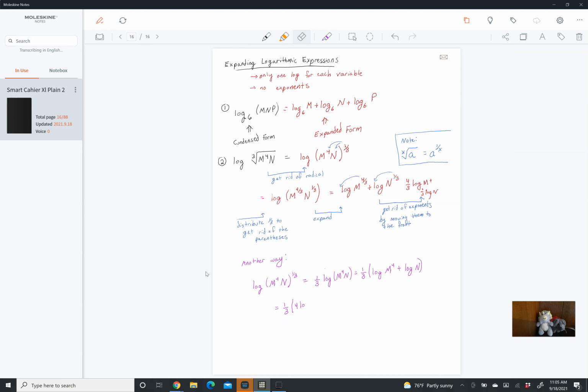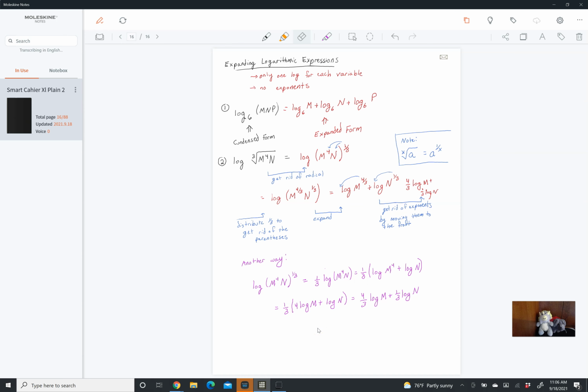So we get 4 log m plus log n, and then you distribute the 1/3. Okay, and the difference between these two methods is really, do you simplify this expression first and then expand, or do you expand and then simplify? And that's going to be completely up to you.